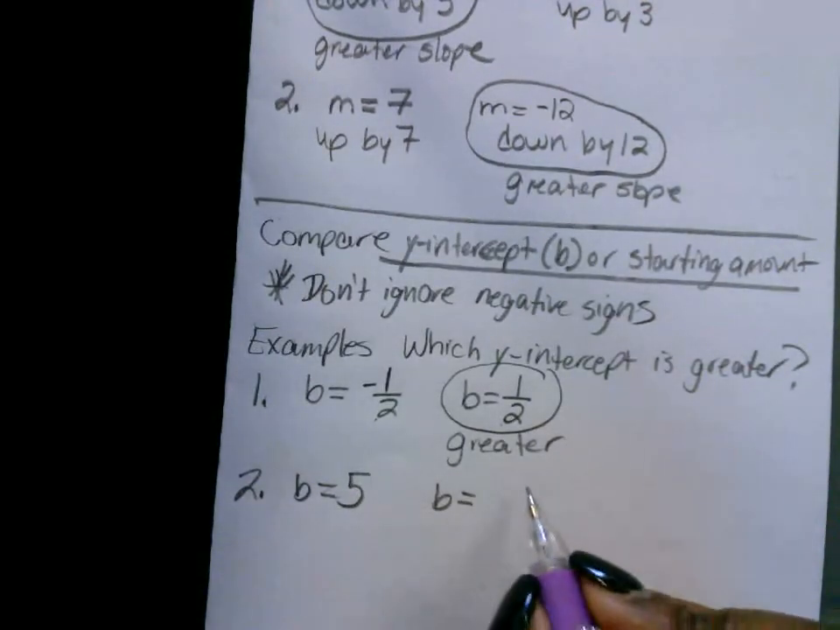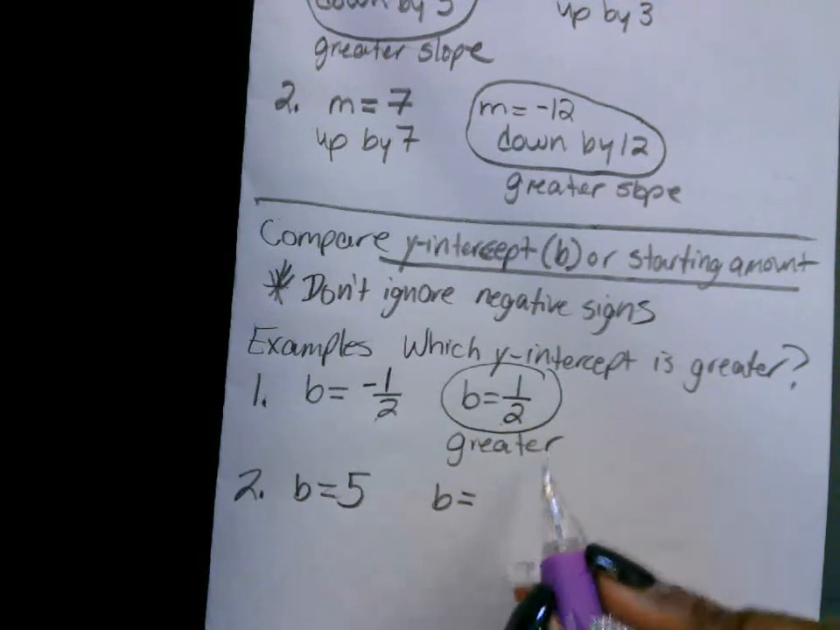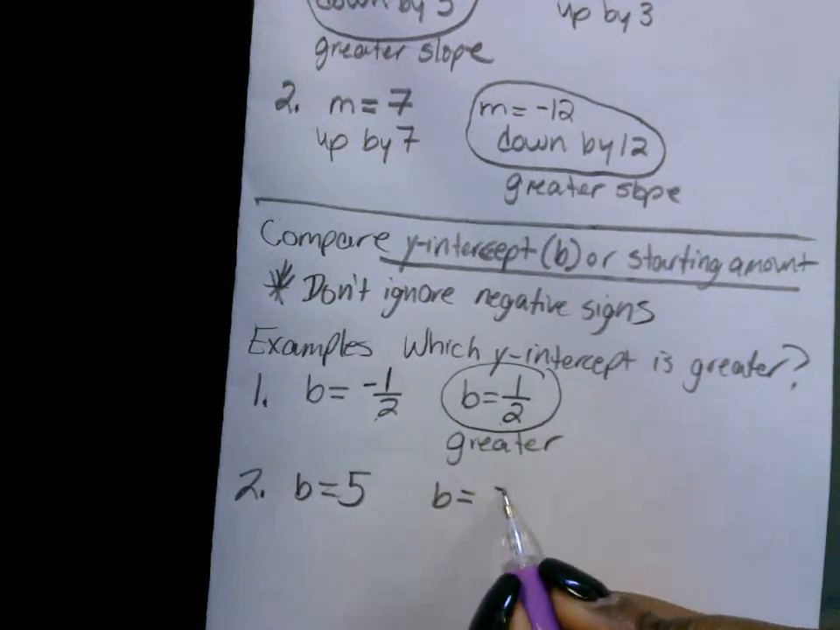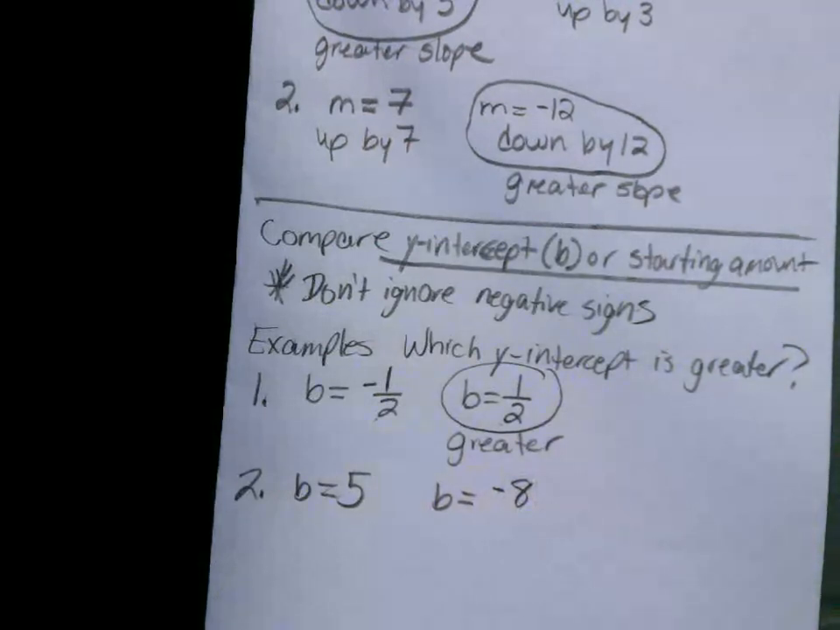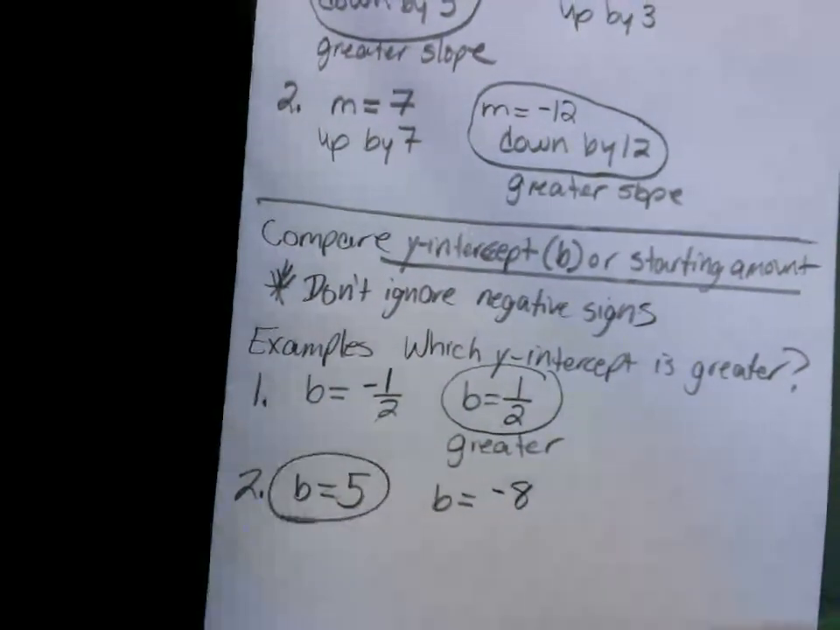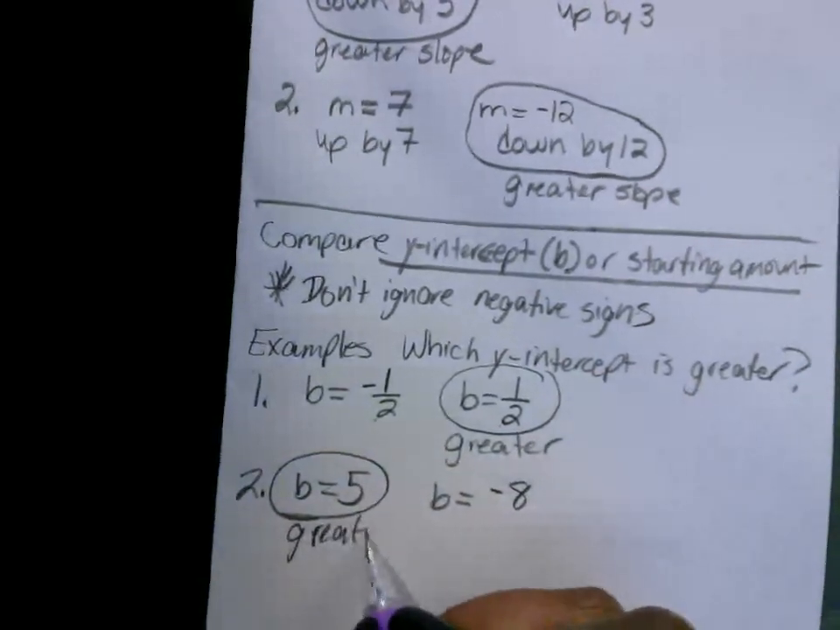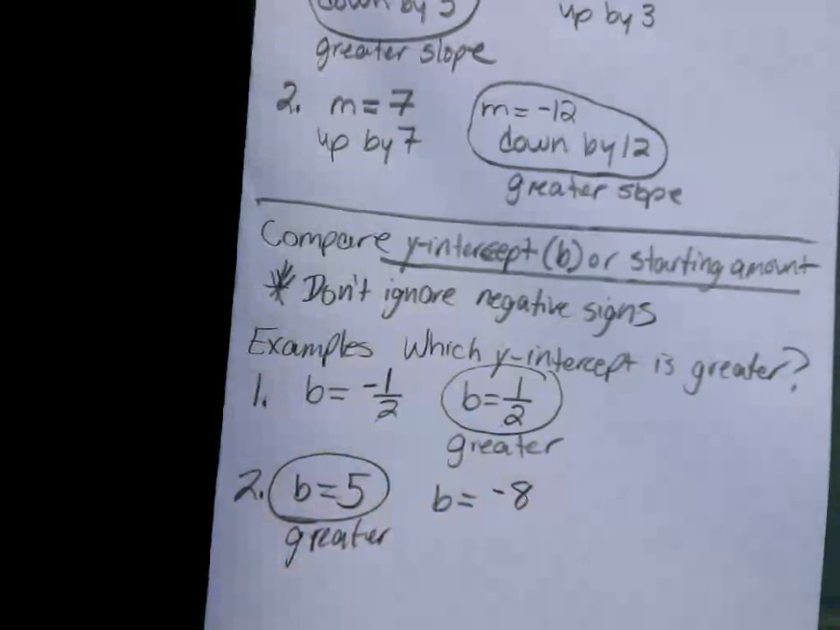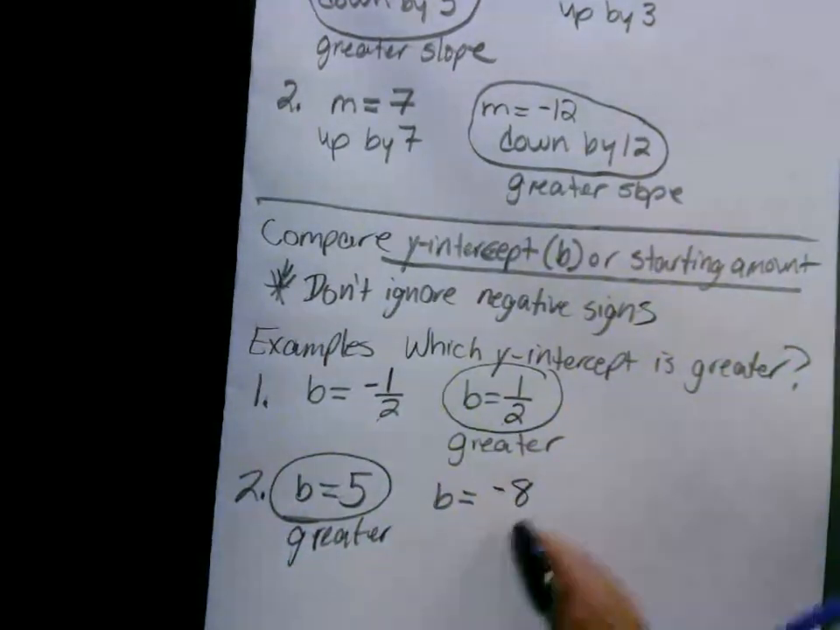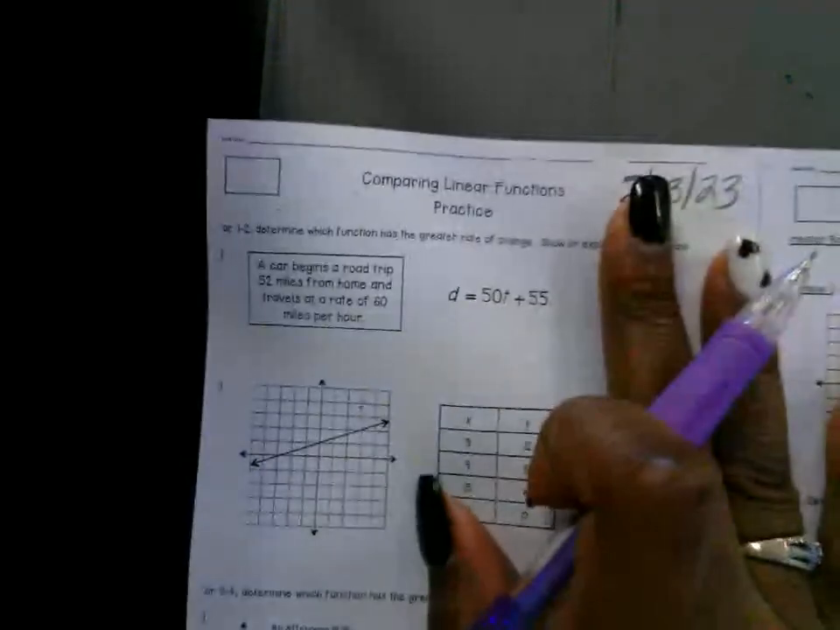Yes. Okay. So let's look at this one. Your y-intercept is 5 for the first function, and the y-intercept is -8 for the second function. Which one of those has the greater y-intercept, the greater starting amount? Excellent job. You're right. The starting amount that's greater is the +5. Okay. This is the one that is greater. If it asks for the smaller one, then of course you're going to choose the -8, but it's asking for the greater one. All right, so now let's open this up so we can do some examples together.